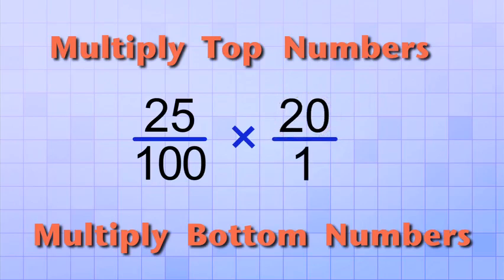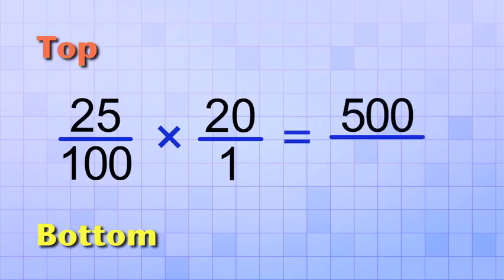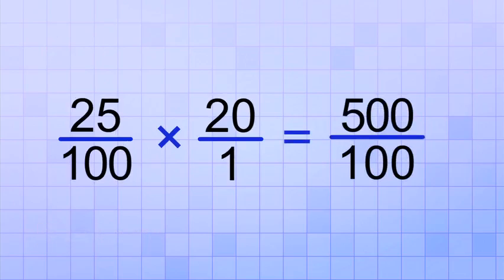So, let's go ahead and multiply. On the top, we have 25 times 20, which gives us 500. And on the bottom, we have 100 times 1, which is just 100. So our answer is 500 over 100.